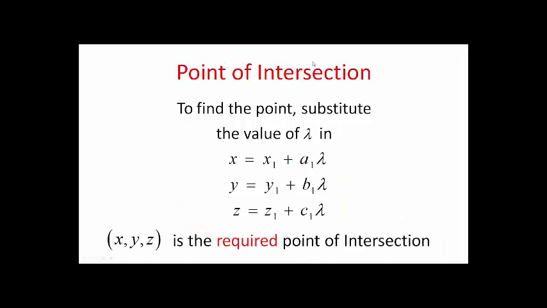Now, the point of intersection. If the lines intersect, then you have to find the point of intersection. To find the point, substitute the value of lambda in the point you found while solving equation 1. So x equal to x1 plus a1 lambda, y equal to y1 plus b1 lambda, z equal to z1 plus c1 lambda. If you substitute the value of lambda, then x, y, z is the required point of intersection.